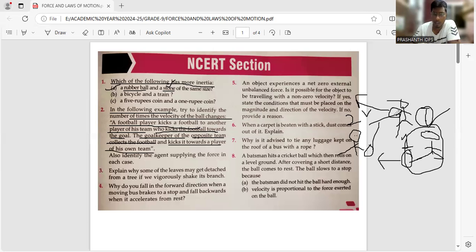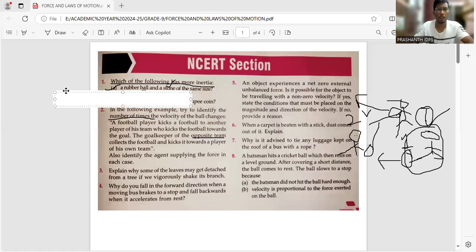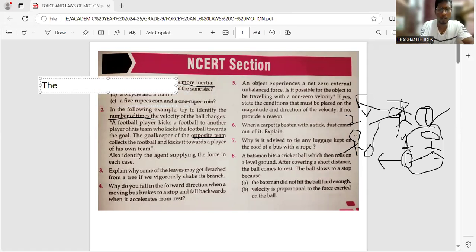The goalkeeper collects the football. So velocity changes the third time, and finally again he is kicking. So four times. Our question is to find out how many times. So the number of times is four times. You can write it. I'll write the answer here. The velocity changes four times.